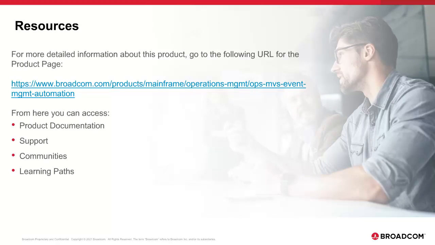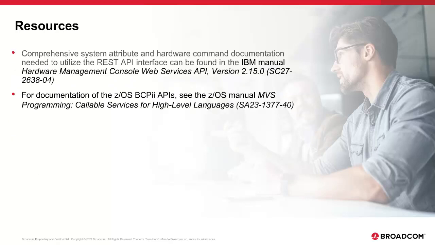For more detailed information about OPS/MVS and its new feature, go to the following URL for the product page. From here you can access product documentation, support, communities, and learning paths. Further information about BCPII programming and attributes can be found in the following IBM documentation.